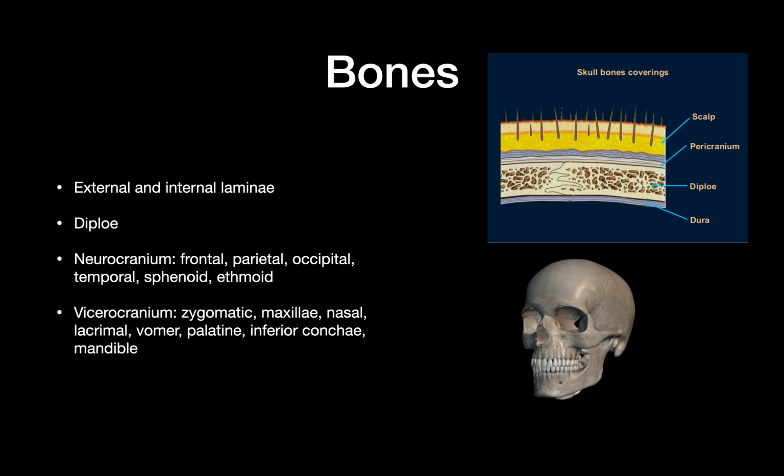So the bone of the skull is made out of two layers, the external and the internal lamina. And in between those two layers of compact bone is a layer of spongy bone called the diploe. The neurocranium consists of the frontal, the parietal, occipital, temporal, sphenoid, and ethmoid bones. And the visceral cranium is made of the zygomatic, the maxilla, the nasal, the lacrimal, the vomer, which is within the nasal cavity, the palatine, the inferior concha, and the mandible.